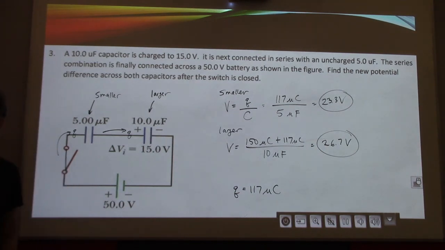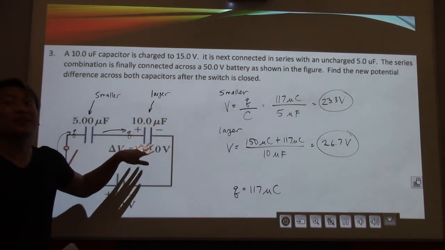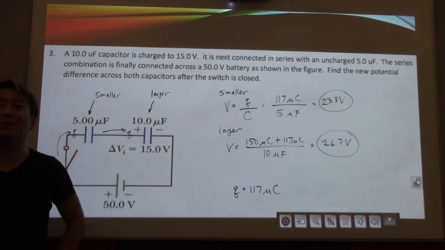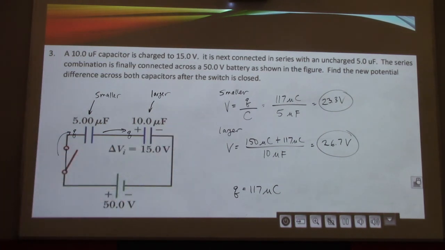Voila! So it's the little subtlety of plussing the Q added on to the initial amount of charge it had. So it makes it slightly a little more complicated. But that's how you go about solving this kind of a problem.